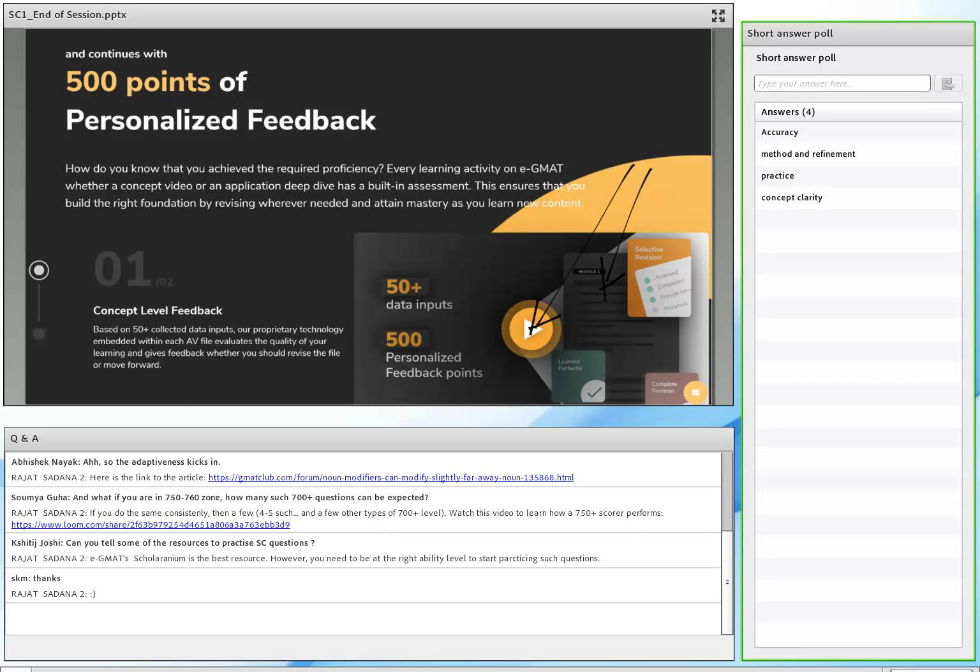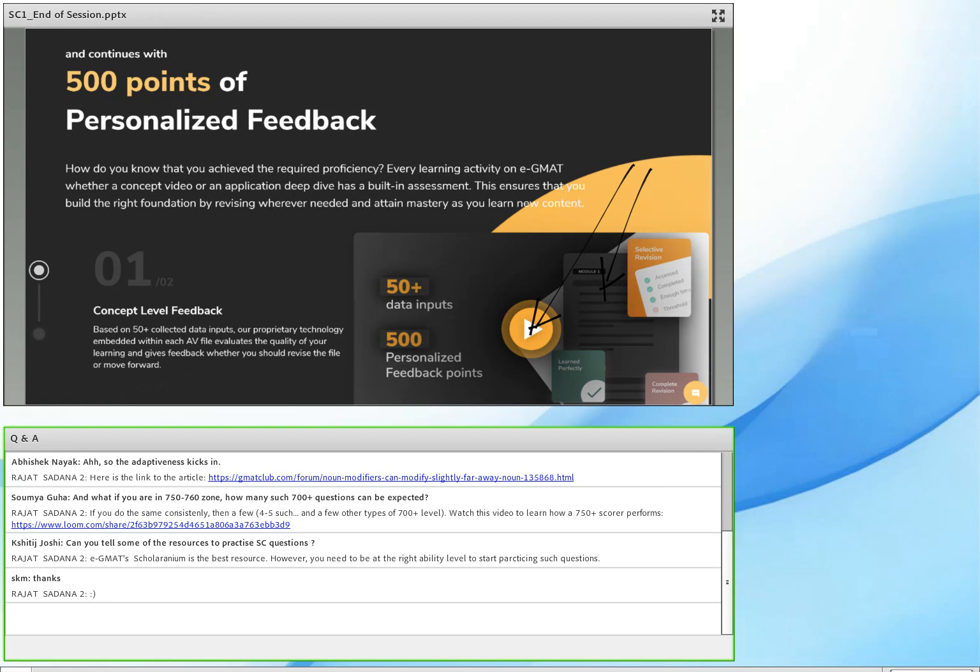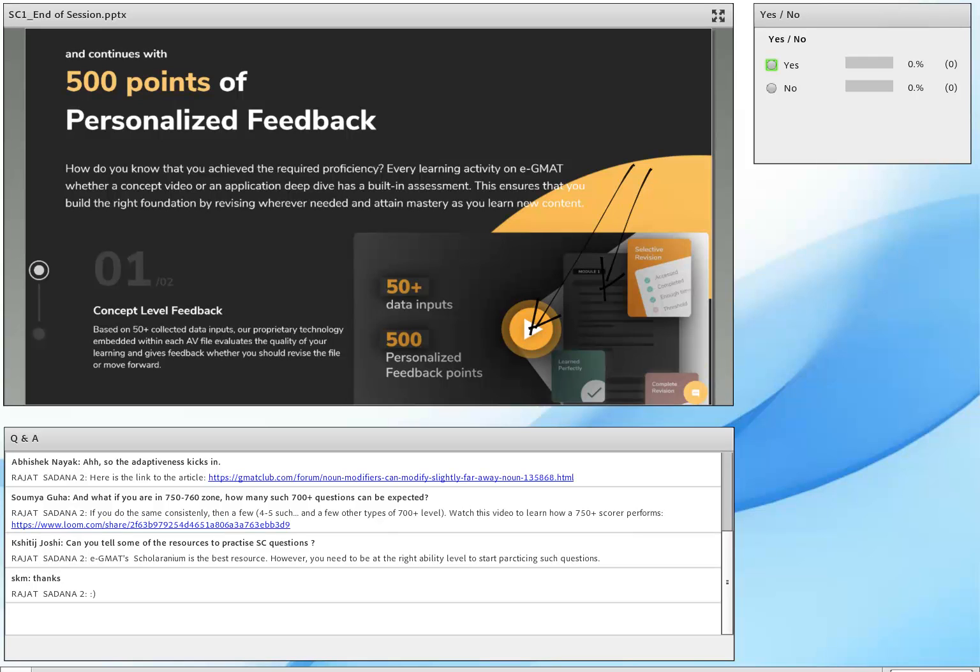Okay, method and refinement. When it comes to easy questions, is there a difference between, let's just do a yes-no poll. I'm going to put in a yes-no poll here. Let's see, where is my yes-no poll? Yeah, it's at the bottom. When it comes to an easy question, is there a difference between a 60th and a 90th percentile student? Yes or no? I'm going to remove broadcast results.